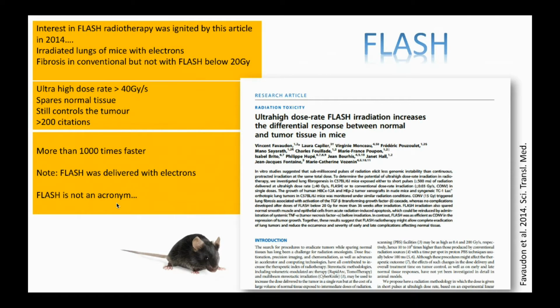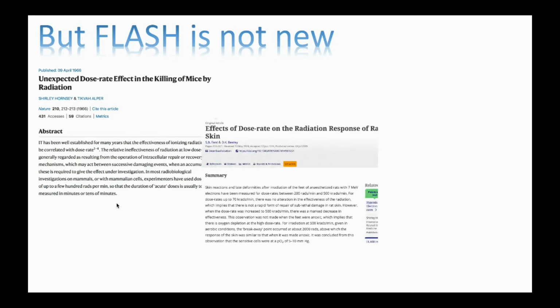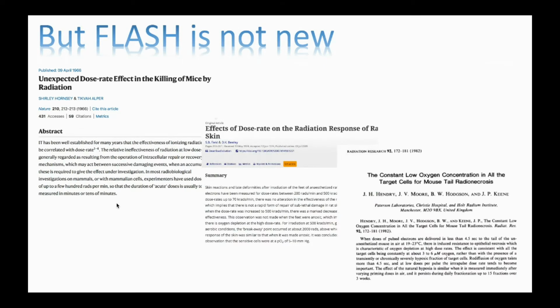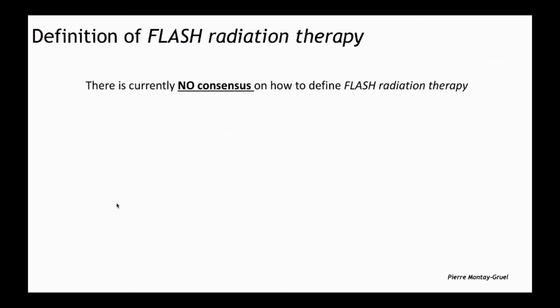So when we talk about FLASH, we mean about 1,000 times faster than conventional. This FLASH was done with electrons, but FLASH appears to be agnostic of the way it's delivered. And by the way, FLASH is not an acronym, it just means delivered really fast. But FLASH isn't new. There are papers dating back to the 60s, 70s and 80s which also talk about FLASH. But at that time, there was a lot of concern over the tumour control, and the subject went very quiet.